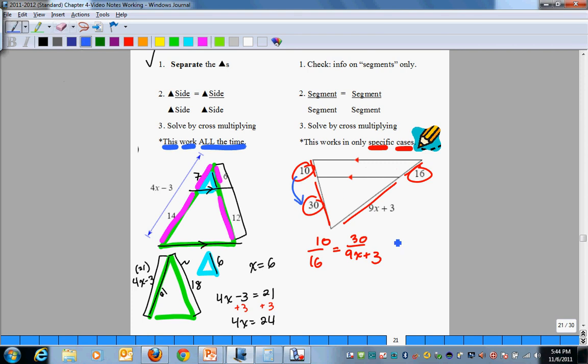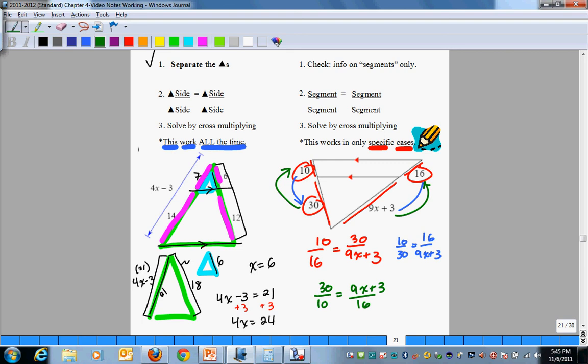10 over 30 equals 16 over 9x plus 3. Or we can go the third way. We can go 30 over 10 equals 9x plus 3 over 16. Any combination works. The name of the game is mirror it.